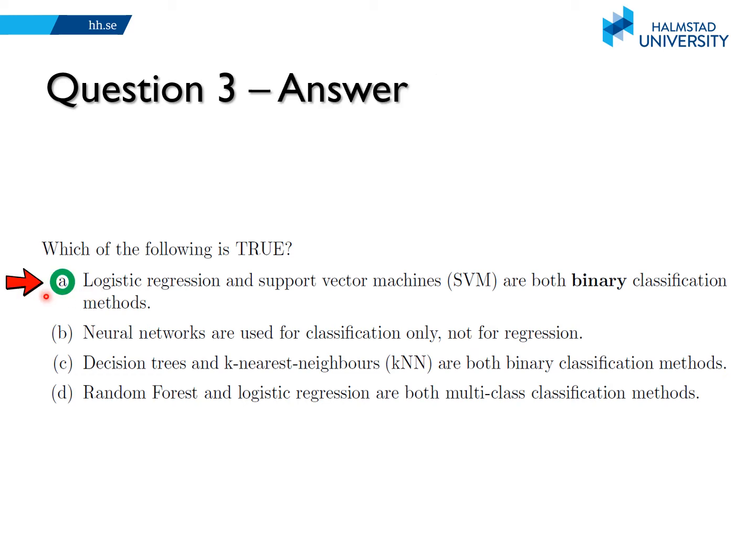The correct answer is A. So logistic regression and support vector machines, SVM, are both binary classification methods. Now these two are binary classifiers, but they can be used for multi-class classification if we apply some strategies like those that we saw in some previous lecture. The one versus all strategy and the one versus one strategy.